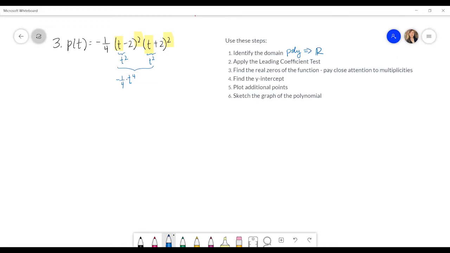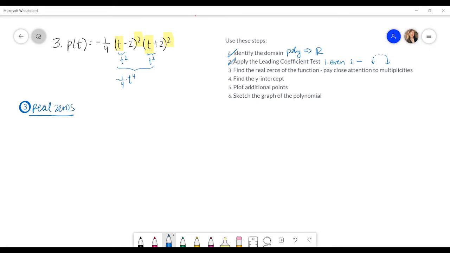So your leading term is going to be this negative 1/4 t to the fourth. That is even, and it's negative, which means we're facing down. So again, we're trying to figure out what happens in the middle, because we just don't know. We just know the end behavior, right? So check and check.